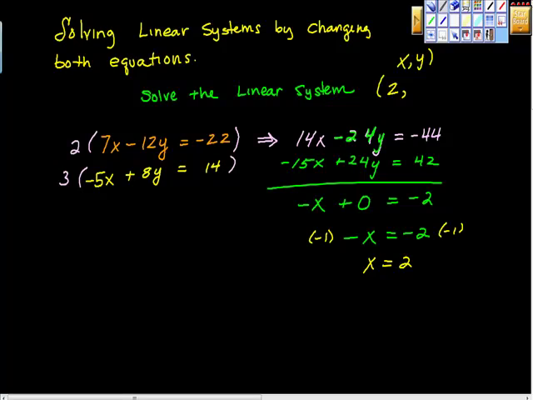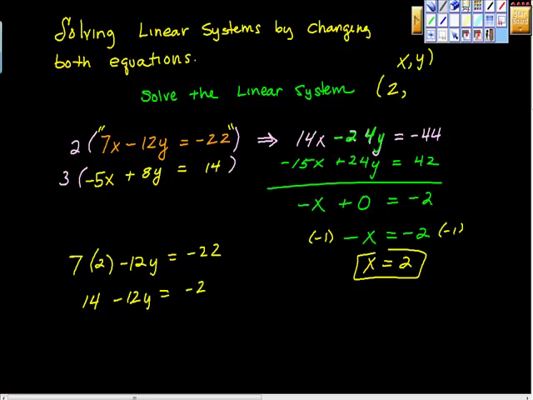So just pick one of the equations and plug this 2 back in. I'm going to take this equation right here, the one with the 7x. Why? Seriously, because I feel like it. I'm going to plug this x value back in. So instead of writing 7x, I'm going to write 7 times 2 minus 12y is equal to negative 22. We get 14 minus 12y equals negative 22. Add negative 14 to both sides because we're solving for y now, and we get negative 12y equals negative 36.